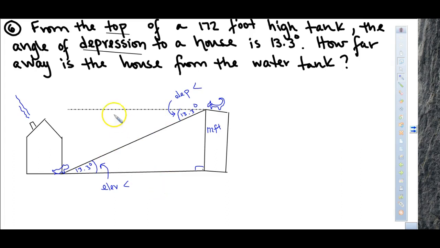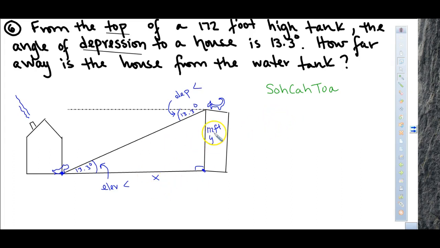So the problem asks, how far is the house away from the water tank? So how far is this point right here away from this point? So this is the segment we're looking for. I'm going to call that X, and this is going to be my Y. So again, I've got an angle, I've got a side, and an unknown side. So again, I'm going to have to use SOH CAH TOA here, the Indian princess of Trig.